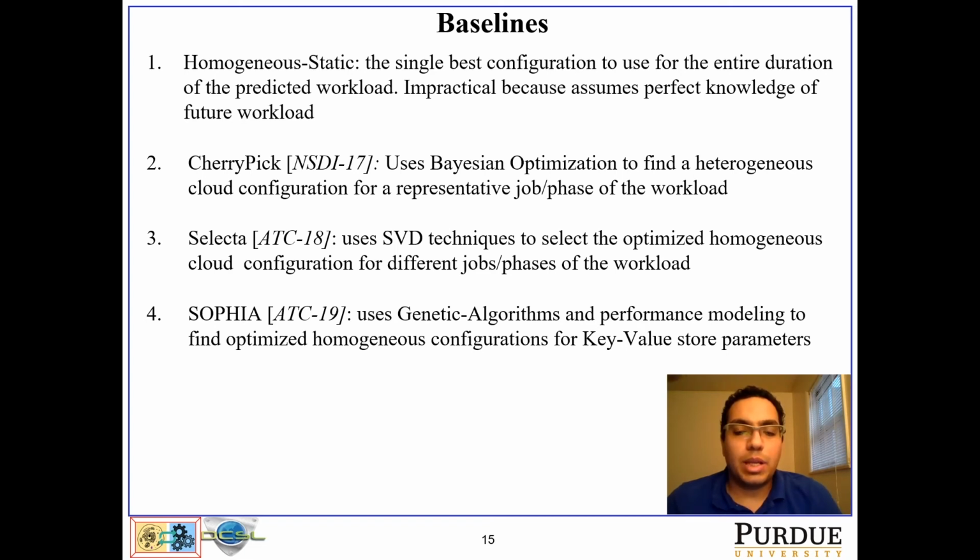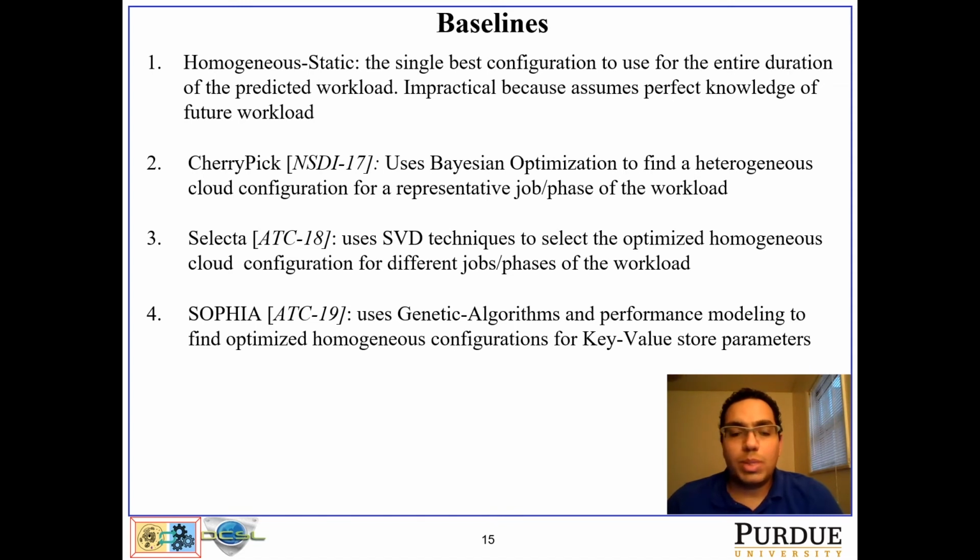The first baseline is a homogeneous static configuration that is optimized for the entire duration of the predicted workload, but it is a static configuration, the same configuration is being used for the entire duration of the benchmark. The second technique is a reactive technique called CherryPick, which was introduced in NSDI 17. CherryPick uses Bayesian optimization to find a heterogeneous cloud configuration for a representative job or phase of the workload.